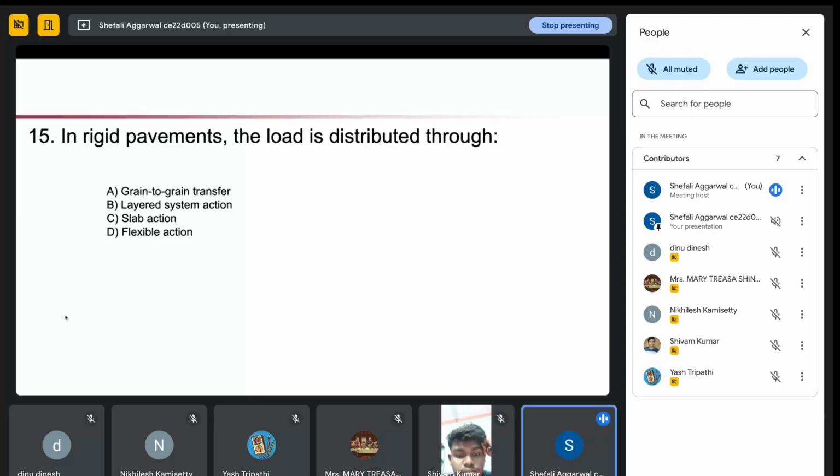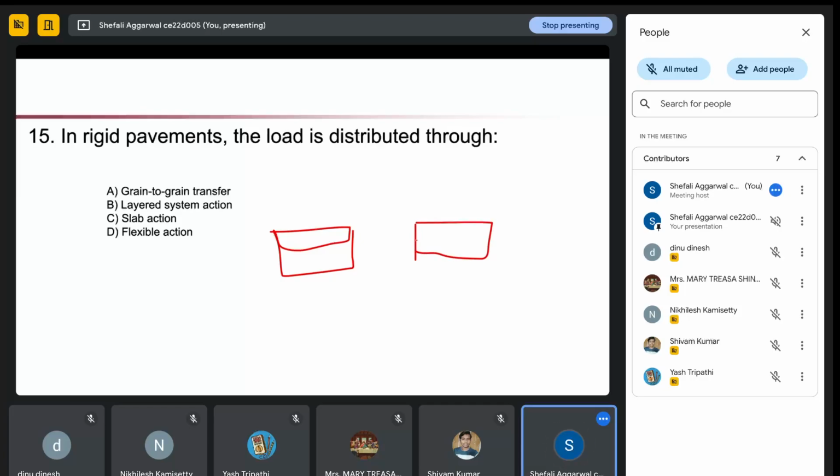Yeah. So in rigid pavements, the load is distributed through grain to grain transfer, layered system action, slab action, or flexible action. If you remember, in the first question we saw this is a rigid pavement and this is a flexible pavement. In flexible pavement, load distribution was in this way, and in rigid pavements, load distribution was in this way. So in case of rigid pavement, our load distribution is through slab action. C, correct.